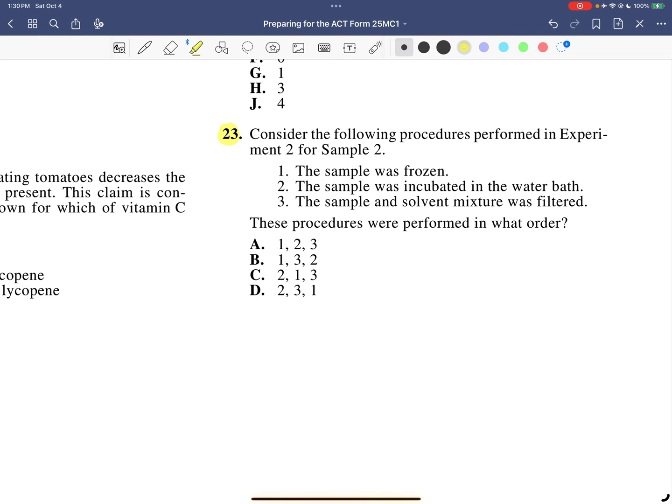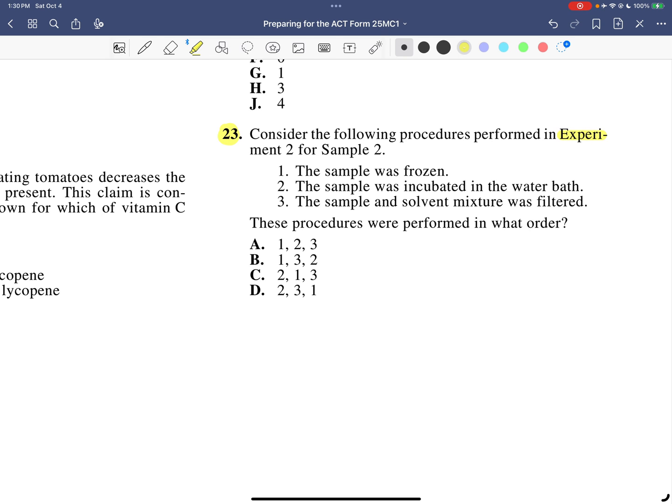Science 23. Consider the following procedures performed in experiment 2 for sample 2. Number 1, the sample was frozen. Number 2, the sample was incubated in the water bath. Number 3, the sample and solvent mixture was filtered. These procedures were performed in what order?